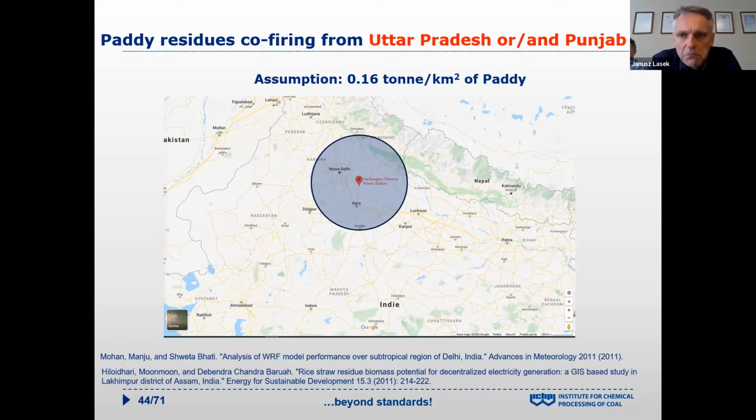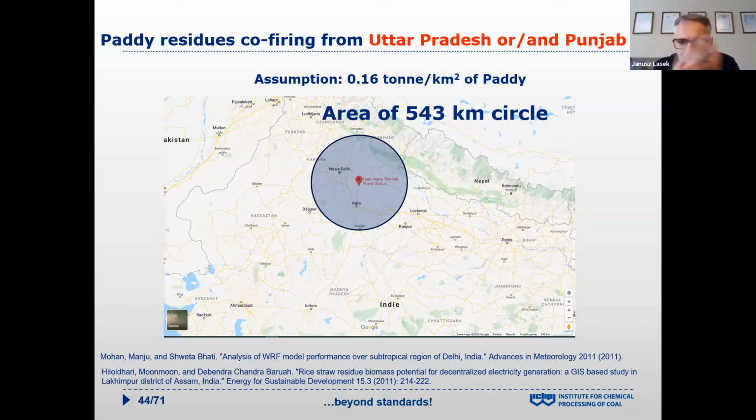And then we try to assume, and that's also based on the literature, because it was quite hard to find maybe very reliable data from some farming enterprises or farming associations. We based this on some peer-reviewed scientific papers which give us the information that 0.16 ton of paddy straw could be taken per 1 square kilometer. That was the value which we found, so we used that value further on. Using that number, we could draw a 543 kilometers diameter circle around the Hajugani thermal power station, and we have New Delhi somewhere in the middle of this circle.